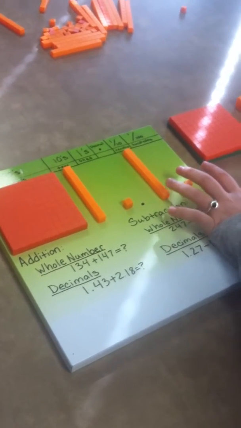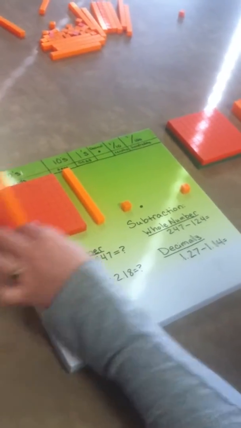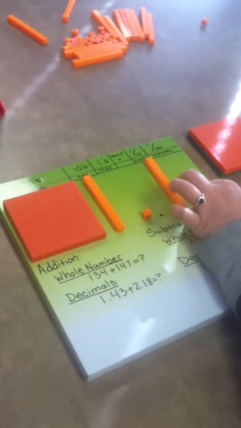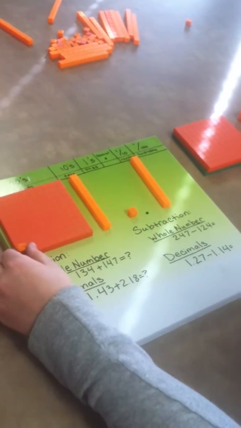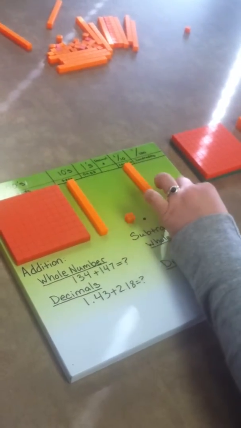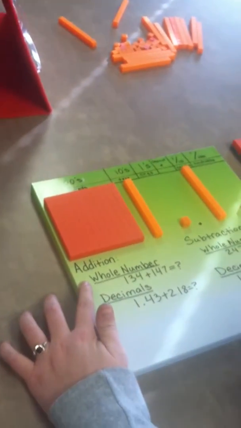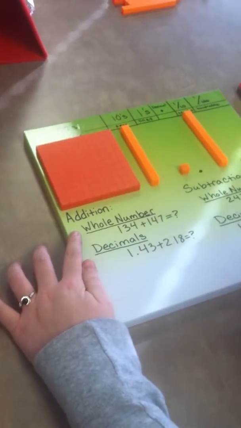And with our fractions, our long is the representation of 1/10 of a whole number, and our unit is representation of 1/100th of a whole number. Okay, so we're going to look at the numbers 134 and 147 for addition.